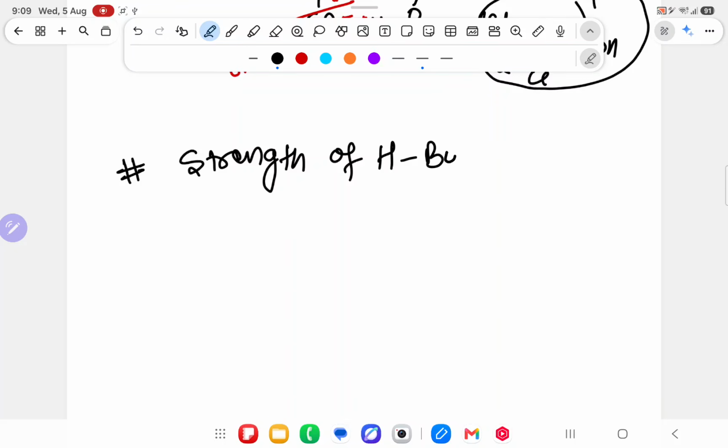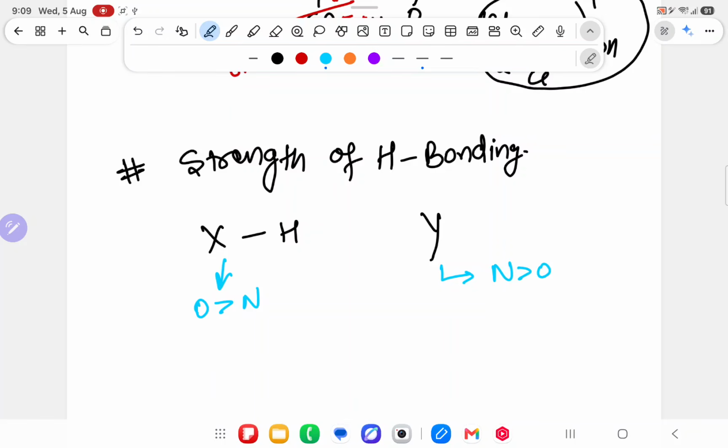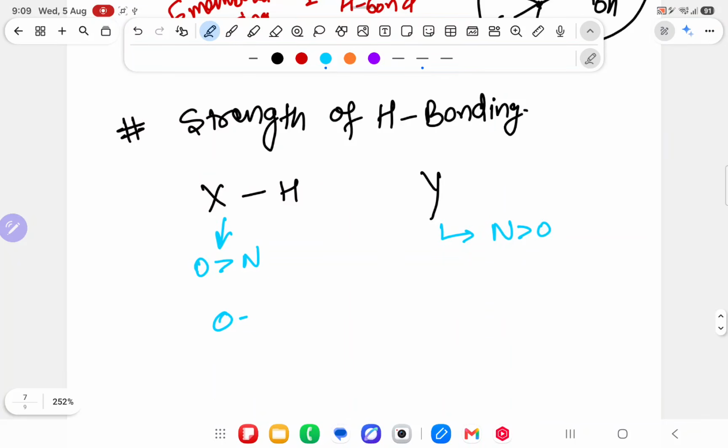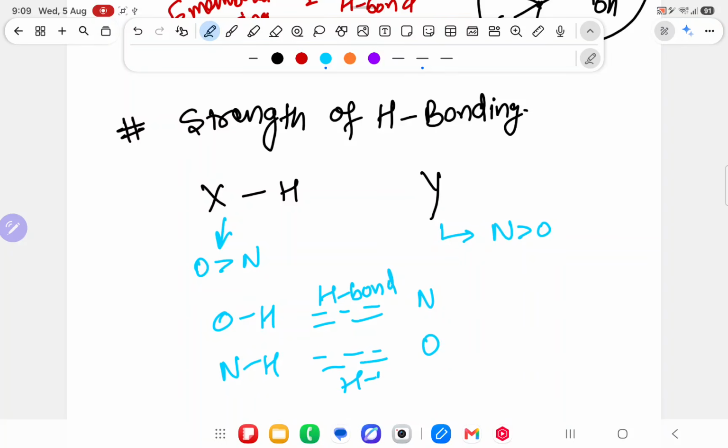of hydrogen bonding. How will we know that a hydrogen bond is stronger? I have told you X, H and over here Y. If X is oxygen and nitrogen, oxygen has more than nitrogen, and for Y, nitrogen is more than oxygen. Understood the point? Fluorine is always more. For fluorine, no doubt. Suppose I write OH and over here I write N, and it will form a hydrogen bond. And over here I write NH, and over here I am writing O, and it is forming a hydrogen bond. I will ask, which hydrogen bond is stronger? So you will say, this is the stronger hydrogen bond.